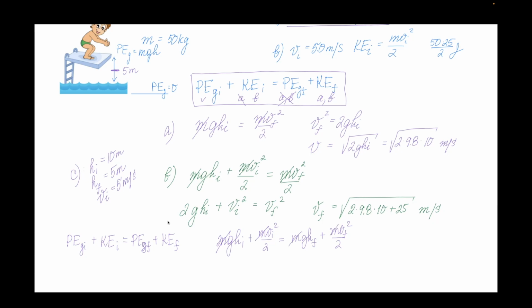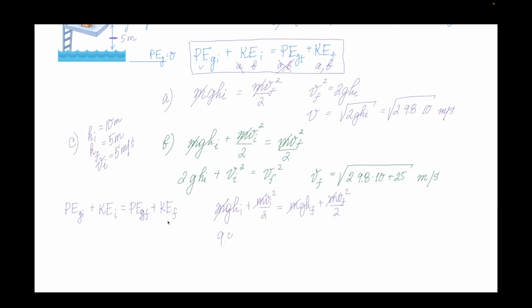And then we have 9.8 times 10 plus 25 over 2 equals 9.8 times 5 plus v final squared over 2. So ultimately we will subtract this from there, and it becomes 9.8 times (10 minus 5) plus 25 over 2. Then you will multiply all of this by 2 and take the square root, and that will get you your v final.